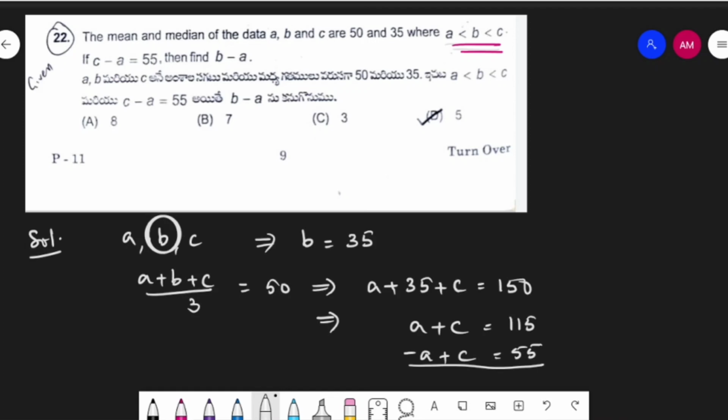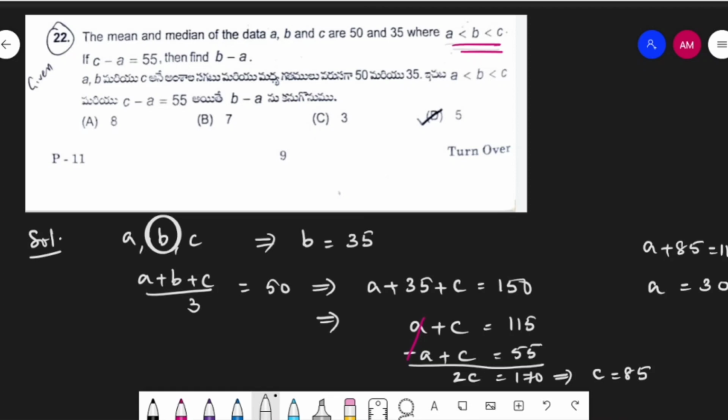Add these two. We get 2C is equal to 170. That means C is equal to 85. And we have A plus C, so A plus 85 is equal to 115. So what will be the value of A? A is equal to 30.